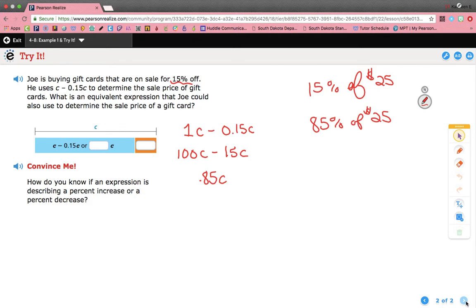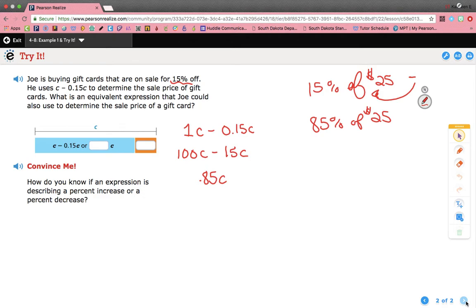Okay, so 15% of 25, and then we would subtract whatever that was. Instead, we can just find 85% of that. So if you're not paying for 15% of it, you're paying for 85% of it.